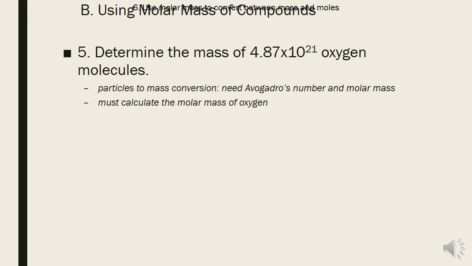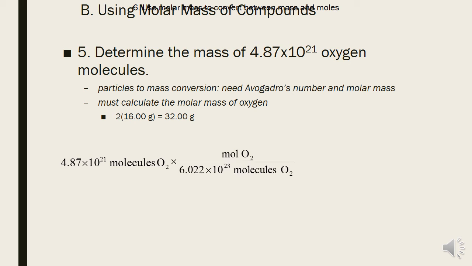Again, remember oxygen is diatomic, so it would be 2 times the molar mass of oxygen, or 32 grams per mole. So as far as the problem is worked, we'll start with what we're given, the 4.87 times 10 to the 21st oxygen molecules. I need to convert that to moles first. I can't go straight from molecules to grams because I don't know the mass of a single molecule of oxygen.